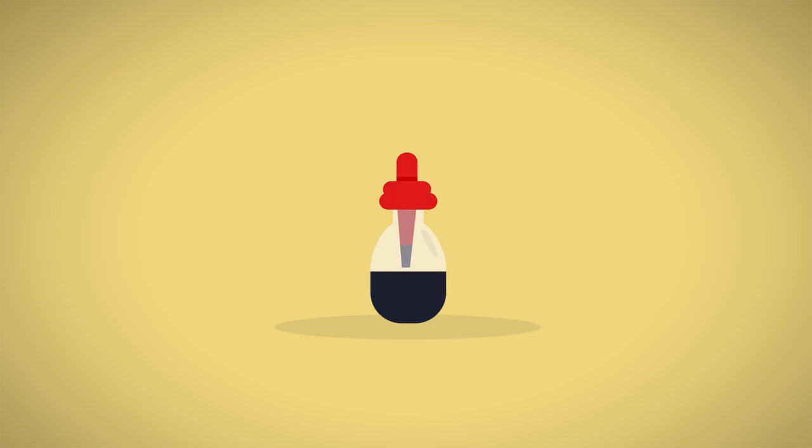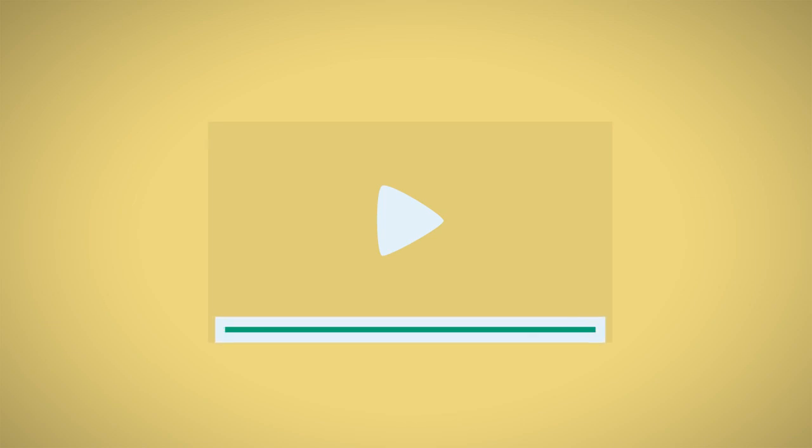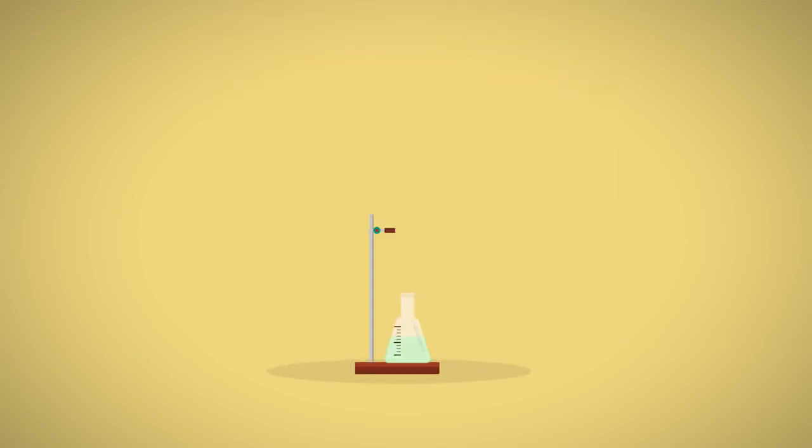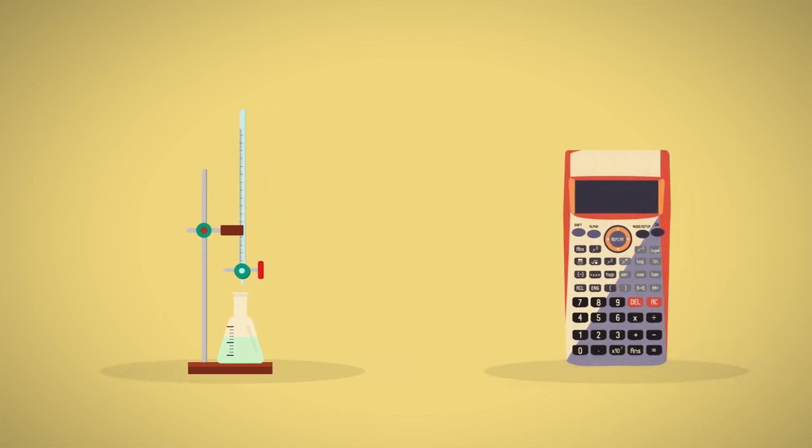You can calculate the concentration of an acid or an alkali by carrying out a titration experiment. In this video, we're going to look at how to carry out titrations. In the next video, we will then look at the calculations to go with the experiment.